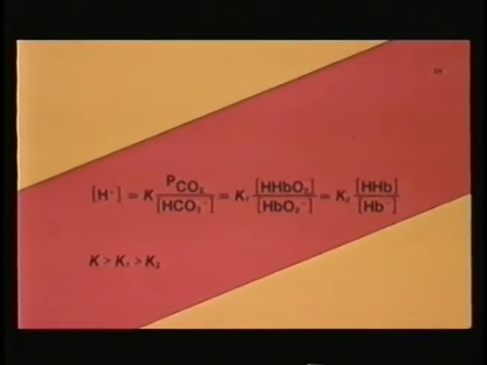Both oxyhemoglobin and hemoglobin are weaker acids than carbonic acid. However, oxyhemoglobin is a somewhat stronger acid than unoxygenated hemoglobin.